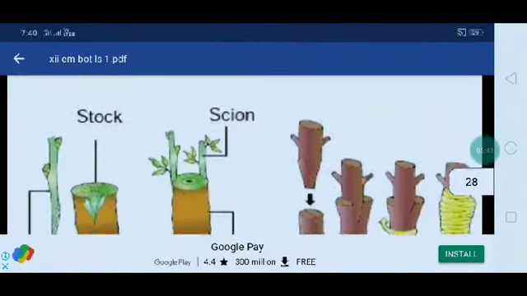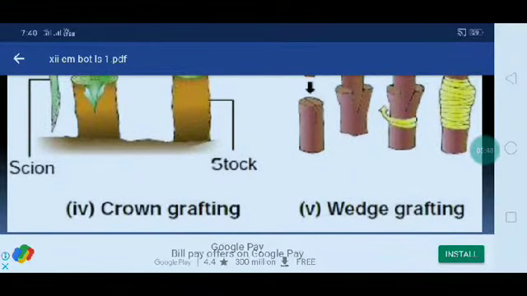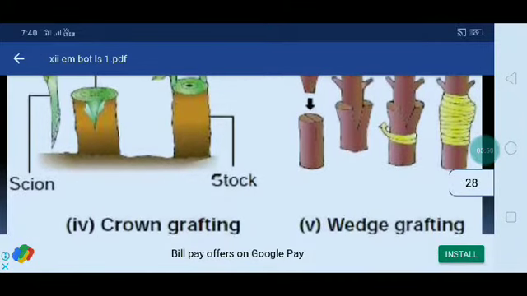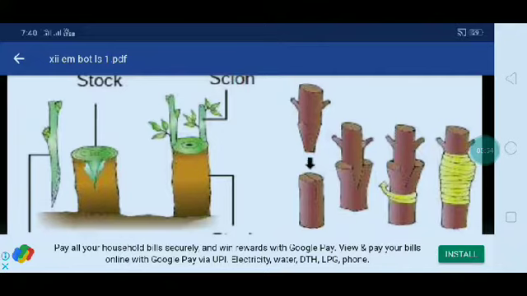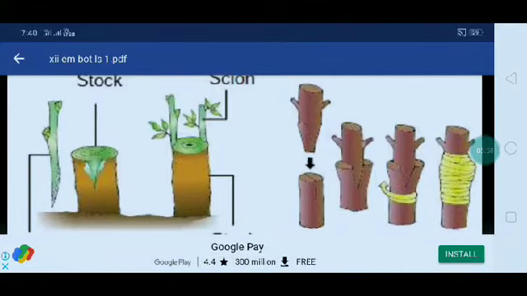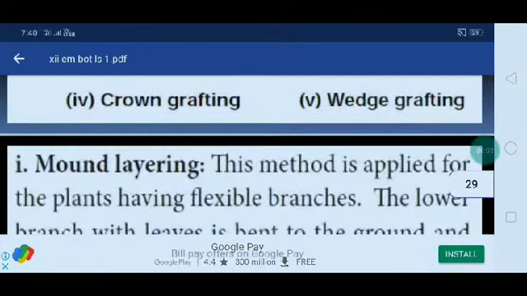The next one is stock and scion, which are joined together with the help of this scion and stock. Ground grafting is there. Okay, next one is wedge grafting. With the help of this scion and stock, a wedge shape is produced and it is attached to this one and tied. This is the type of wedge grafting.